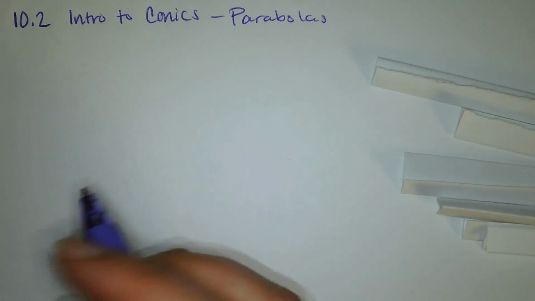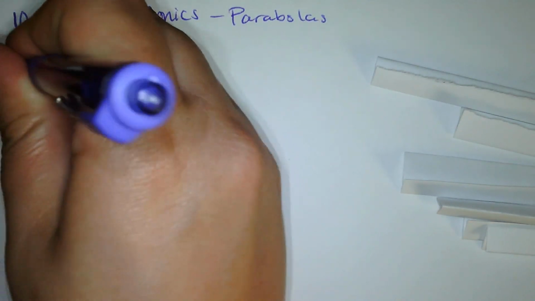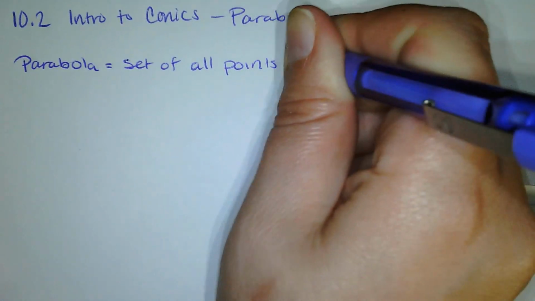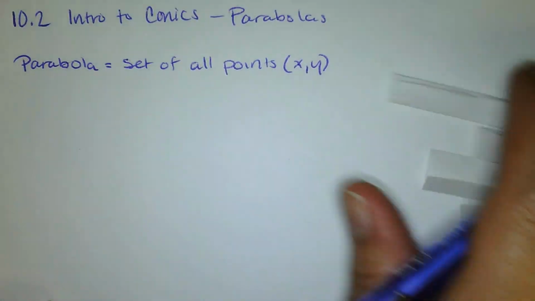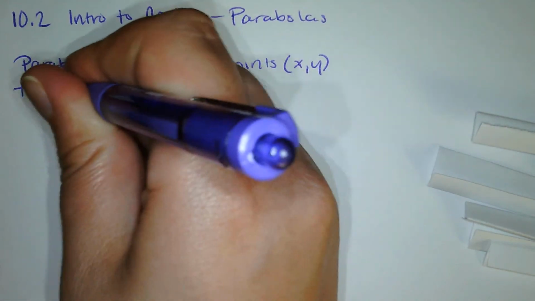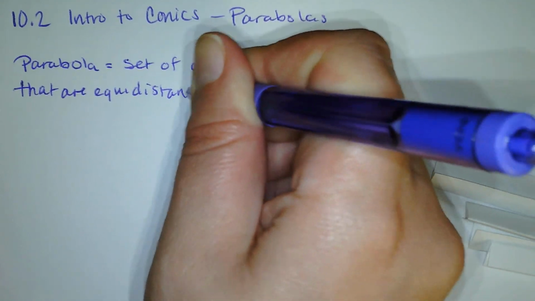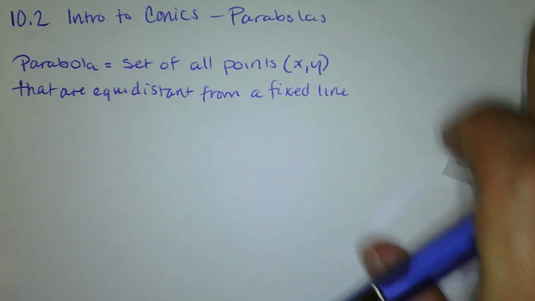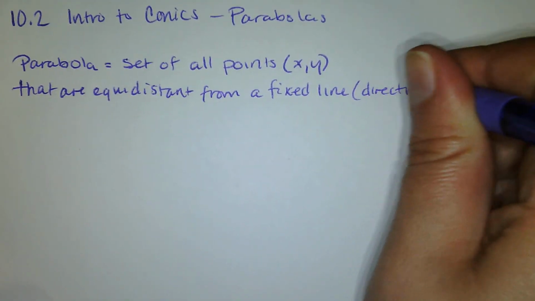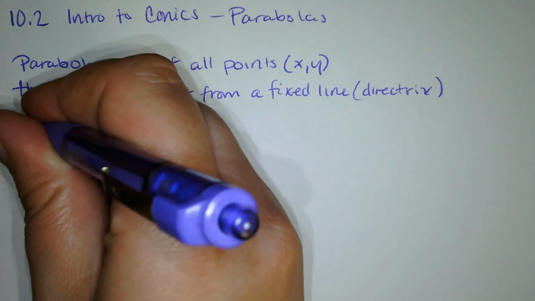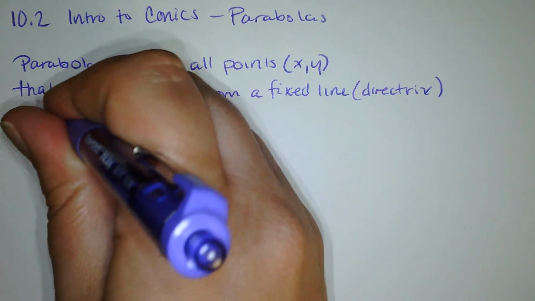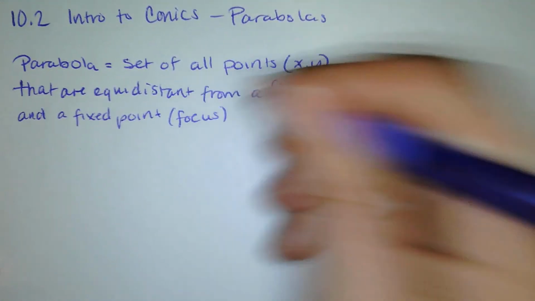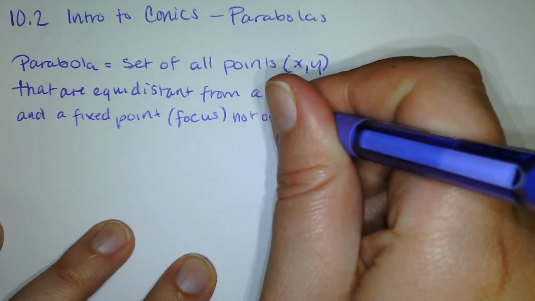So a parabola, by definition, is the set of all points such that they are equidistant from a fixed line, which we call the directrix, and a fixed point, which we call the focus, and the focus cannot be on the line because then it doesn't work.